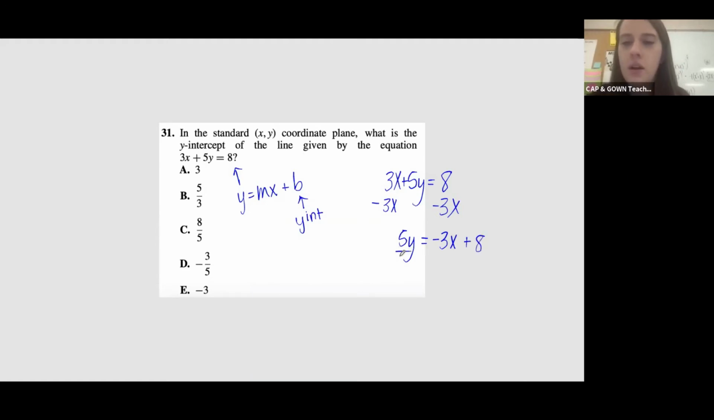The y is not all the way by itself yet, so I'm going to divide 5 by each term. My slope is -3/5. My y-intercept is 8/5.